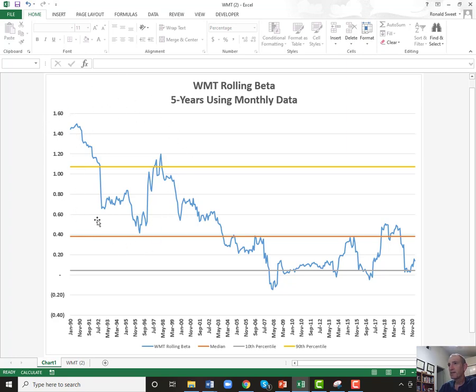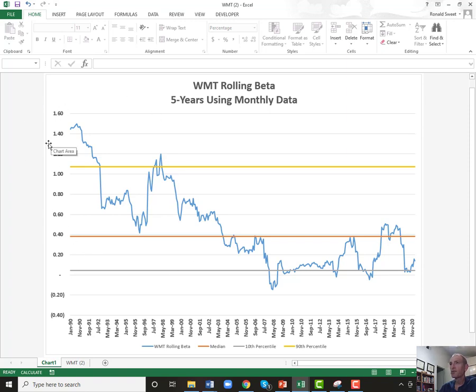We can definitely see this Walmart makes no sense at all. So if we did our beta starting here, like in this century, the 21st century, we would have had a much lower beta. The median probably would have been 0.2. So, why is their beta so high back here?